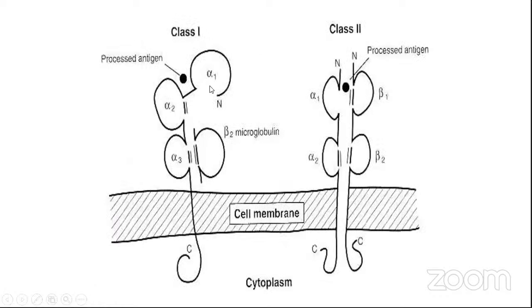So this is the class 1 protein, which contains an alpha chain and a beta 2 microglobulin. The alpha chain contains 3 domains, 1, 2, and 3, and the area between the alpha 1 and alpha 2 domains is hypervariable, where the antigen will come and get attached. In the same way, class 2 has an alpha and beta chain, with alpha 1 and alpha 2 domains and beta 1 and beta 2 domains, and the domain between alpha 1 and beta 1 is where the processed antigen will usually be presented to the MHC complex.